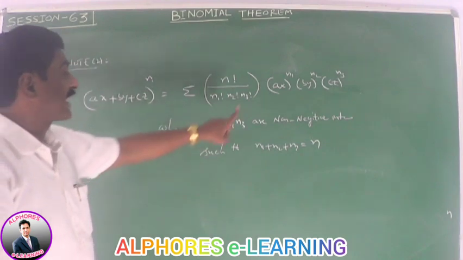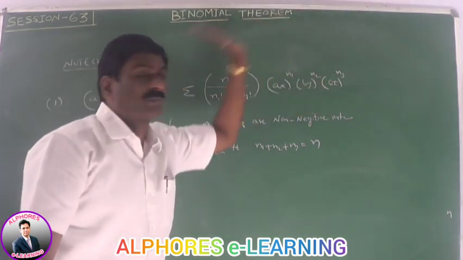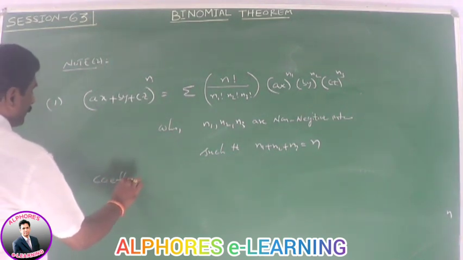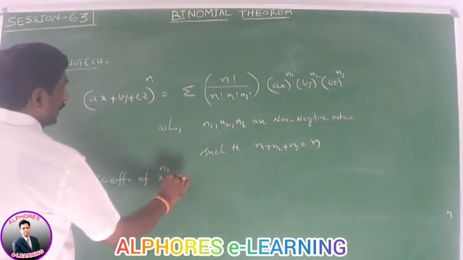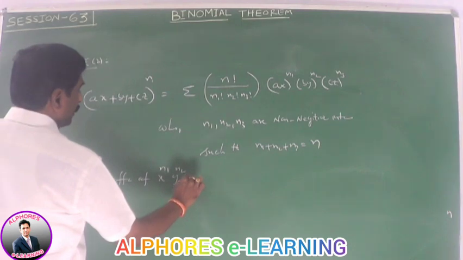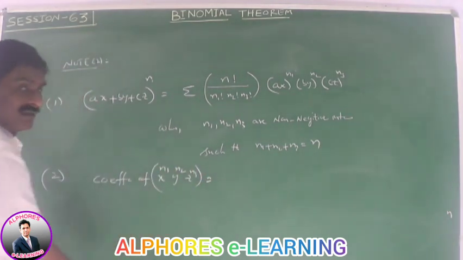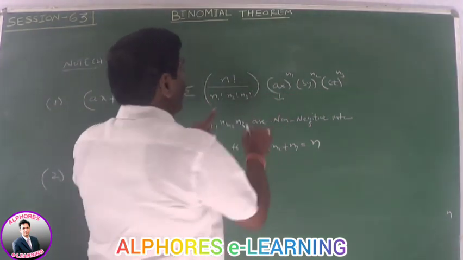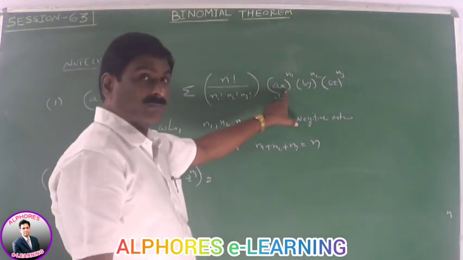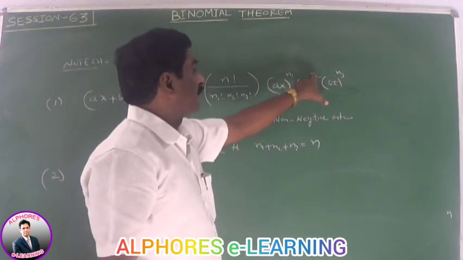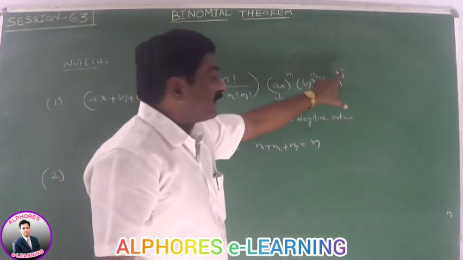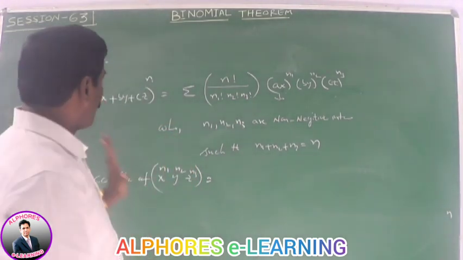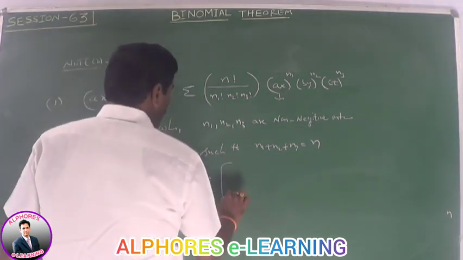What is the coefficient of x power n1, y power n2, z power n3? In this case, coefficient of x power n1 into y power n2 into z power n3. What is this coefficient? After splitting this value, it can be reduced into a power n1 into x power n1, b power n2 into y power n2, c power n3 into z power n3. This total constant term is said to be the coefficient. So, coefficient of this value is equal to, in this case also we get two values.